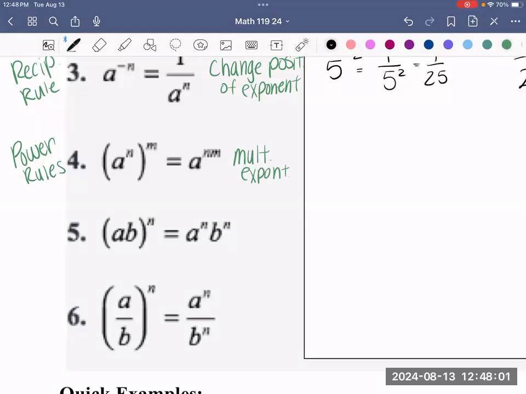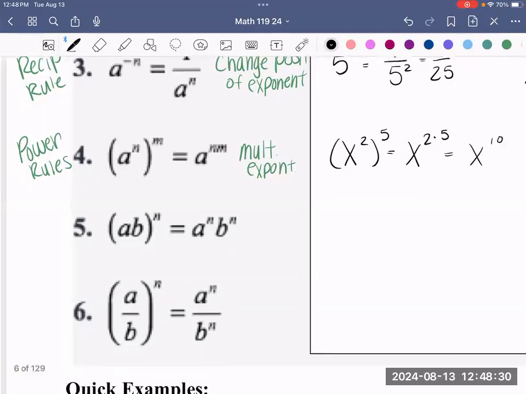So for example, if we had x squared to the 5th, then we can go ahead and multiply 2 times 5 for x to the 10th. Pretty much if you see a pair of parentheses and another exponent, then you're going to be multiplying that in. Now 5 and 6 is the same type of rule. I want to just say it's like a distributive rule.